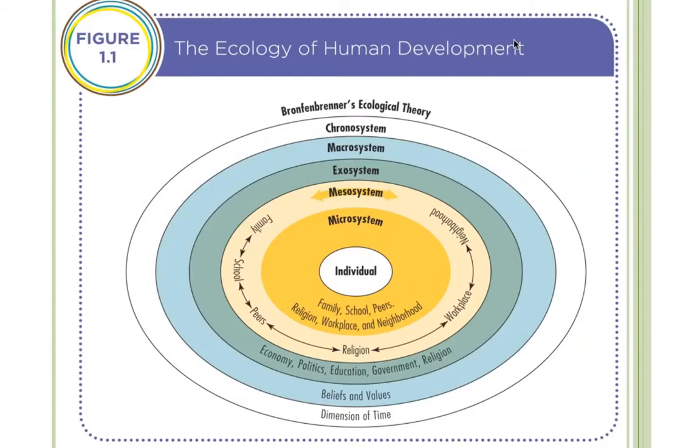Okay, two more theories. We're going to look at this one here. This is the Ecological Theory. It looks at the relationship between family and society, and it sees families as part of an interlocking system that influences each other at 5 levels.